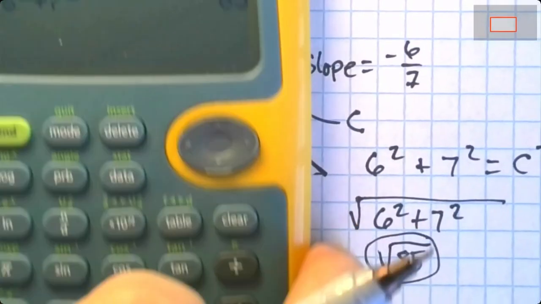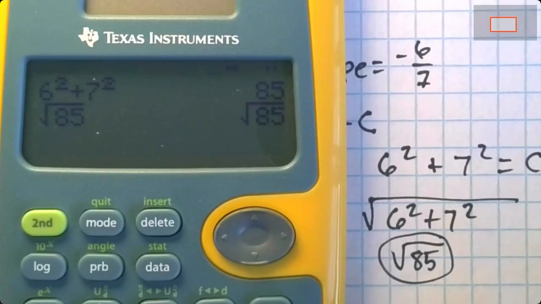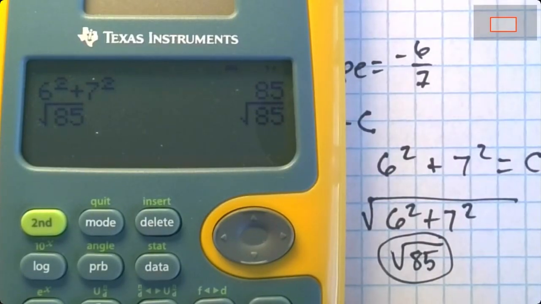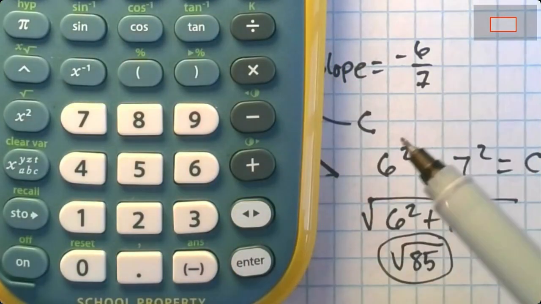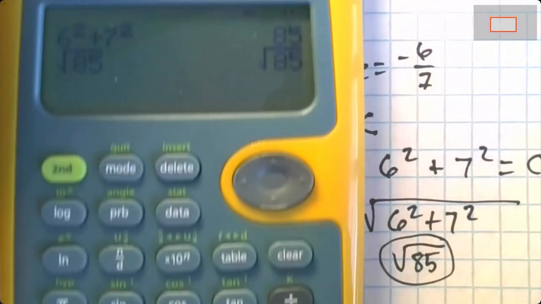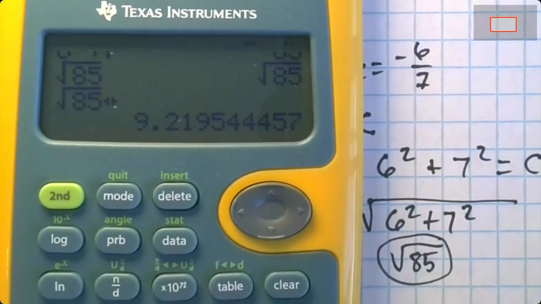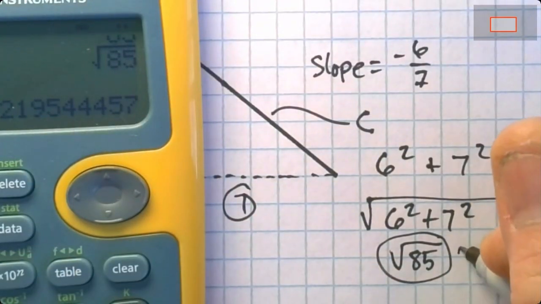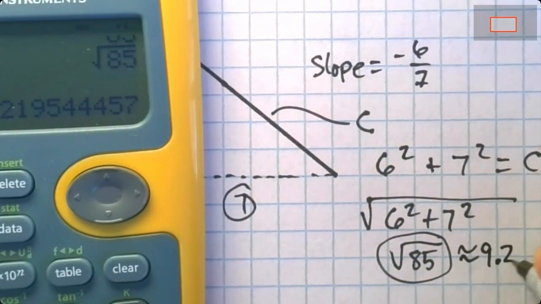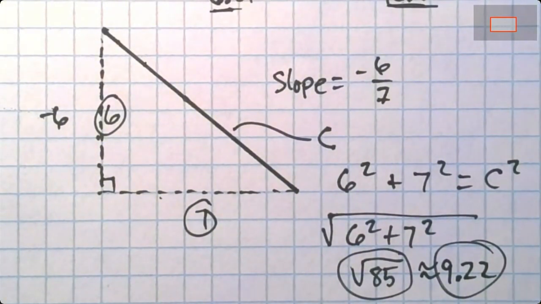If you want to look at that in simplified radical form, I could say root 85, and it doesn't simplify, so it's root 85. If I need it as a decimal value, this one particular button on my calculator will take that number and convert it into a decimal. So I can say root 85 is approximately 9.22. So that's how we could find the length of a segment on the Cartesian coordinate plane if it's a diagonal. We're just using the Pythagorean theorem.